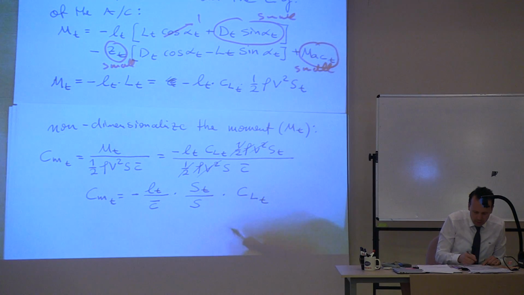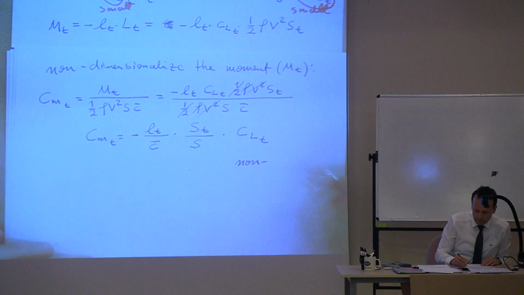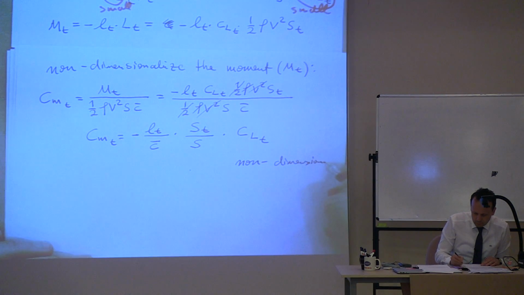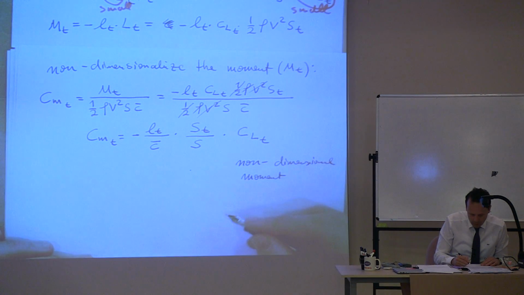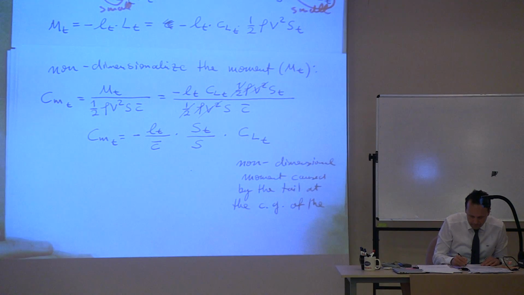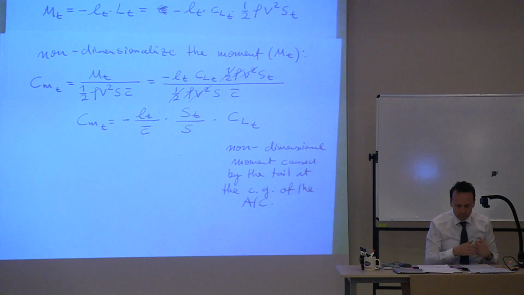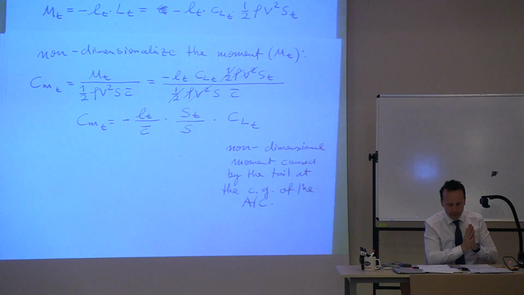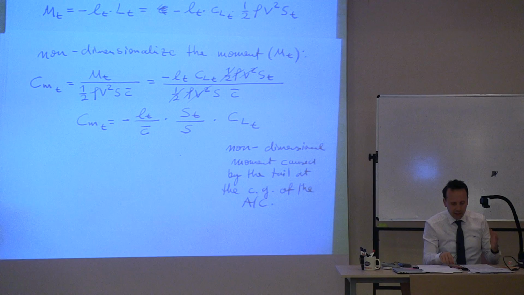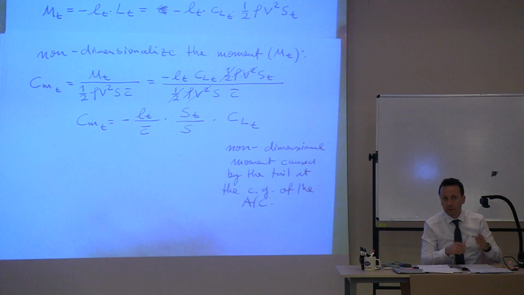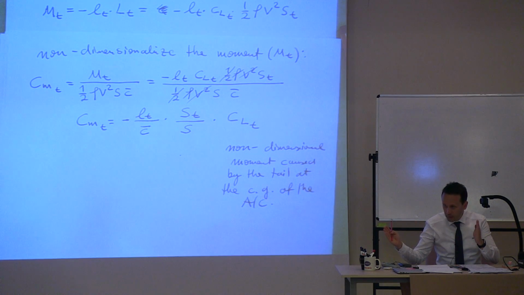And this is the non-dimensional moment caused by the tail at the CG of the aircraft. Okay? That's the moment. Understand it? It's a non-dimensional moment caused by the tail at the CG of the aircraft, and it's simple as this. LT is a distance, right, from the CG to the aerodynamic center of the horizontal tail.